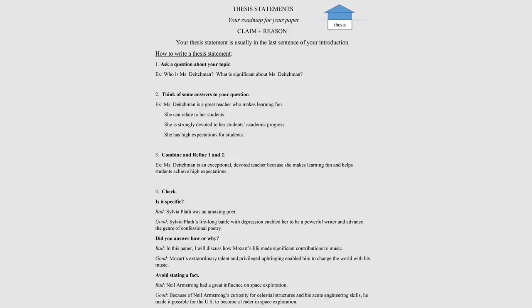All right, so next, someone read number 2 for us? Who wants to read number 2? Sean, can you read number 2? Think of some answers to your question. Okay, so for example, my question was, who is Miss Deichman and what's significant about her? And here are some examples of some answers. She is a great teacher who makes learning fun. She can relate to her students. She is strongly devoted to her students' academic progress. And she has high expectations for her students.